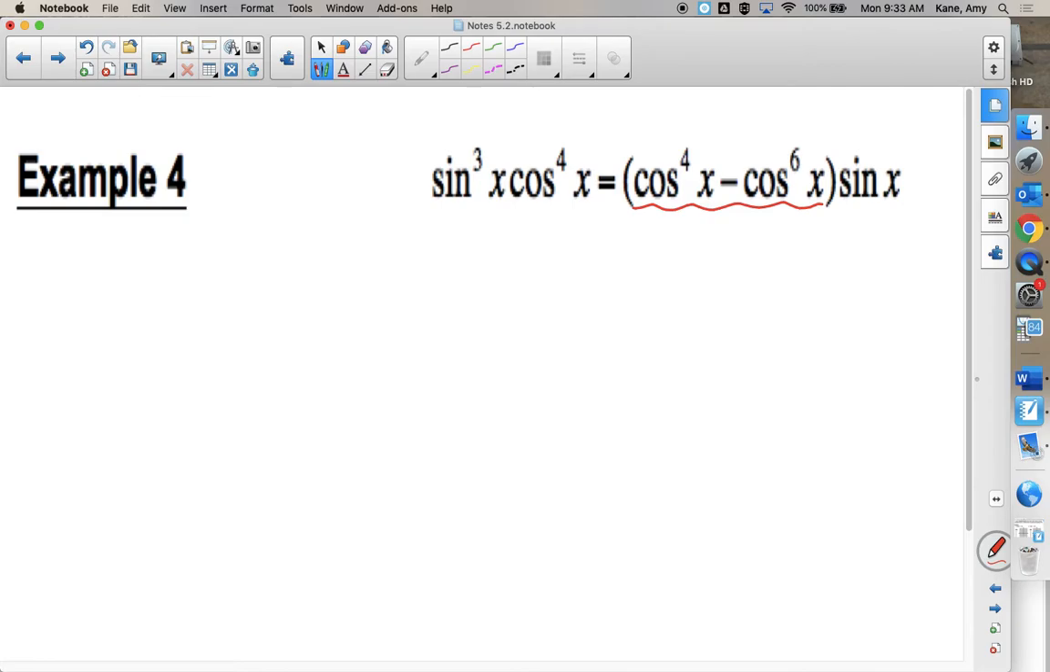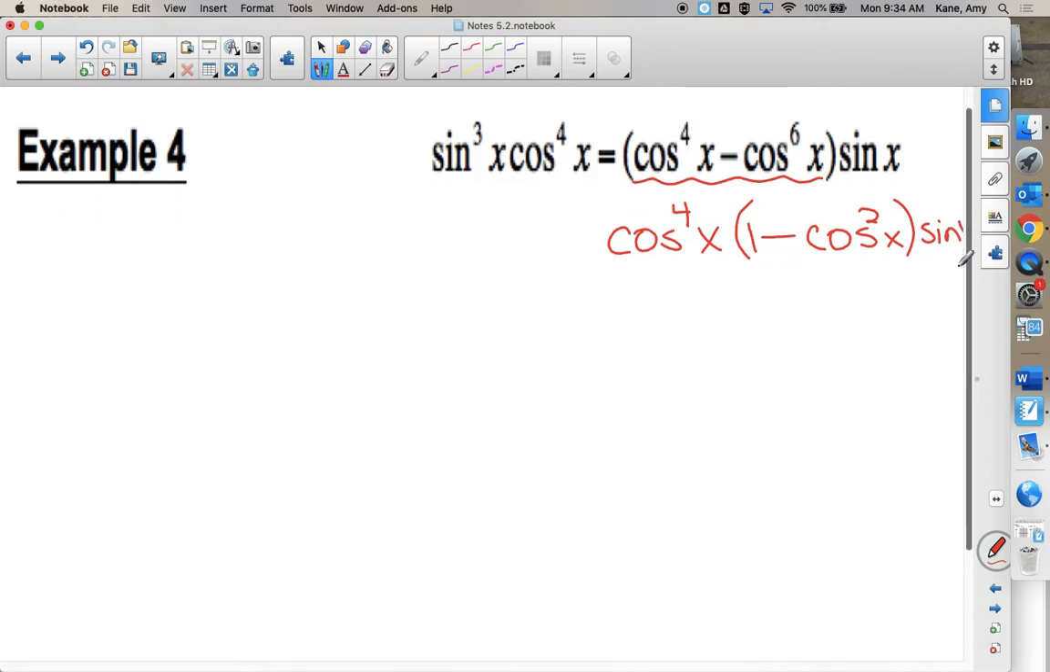So it seems like a lot of people are choosing the right side again. Dylan, what did you do with the right side? I took out a cosine to the 4th. Dylan, what do you get when you factor that out? 1 minus cosine squared. And then we still have this sine in the back. Squeeze that guy in there.